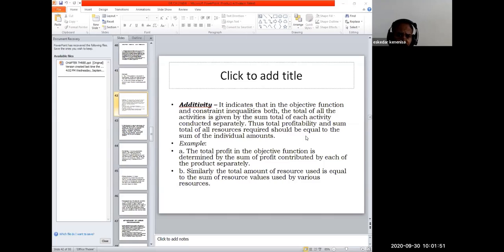Then also, additivity is the other one. So you have additivity. ስለዚህ አዲቲቪቲን ደግሞ እዚህ ጋር እናያለን። It indicates that in the objective function and constraint inequality, both the total of all the activities is given by the sum of the total of each activity. You have to conduct each separately. So the total profitability and the sum total of all the resources required should be equal to the sum of the individual amounts.